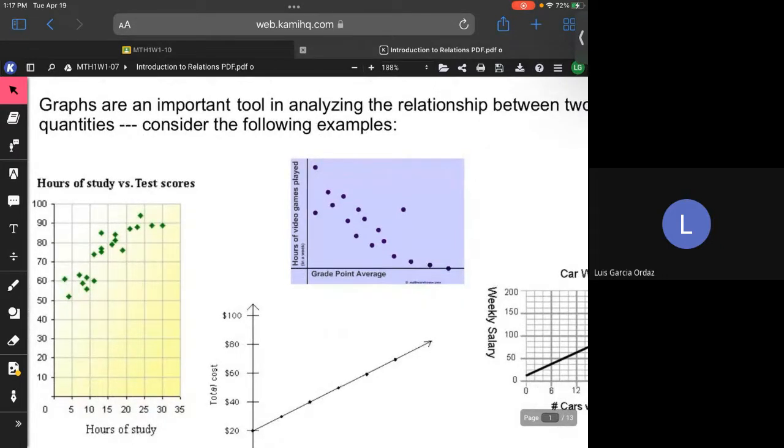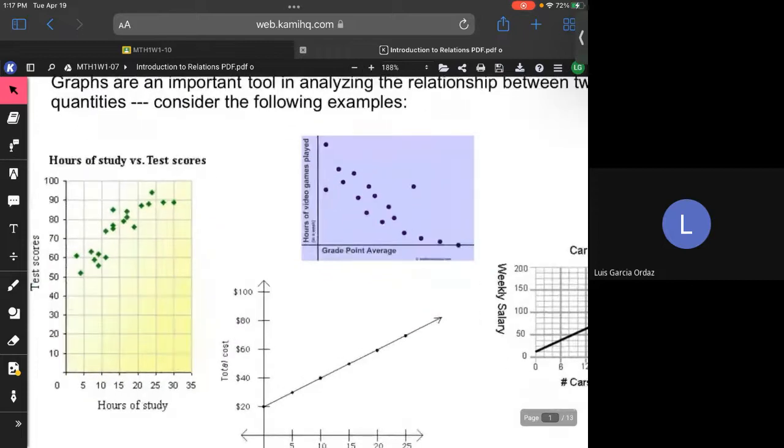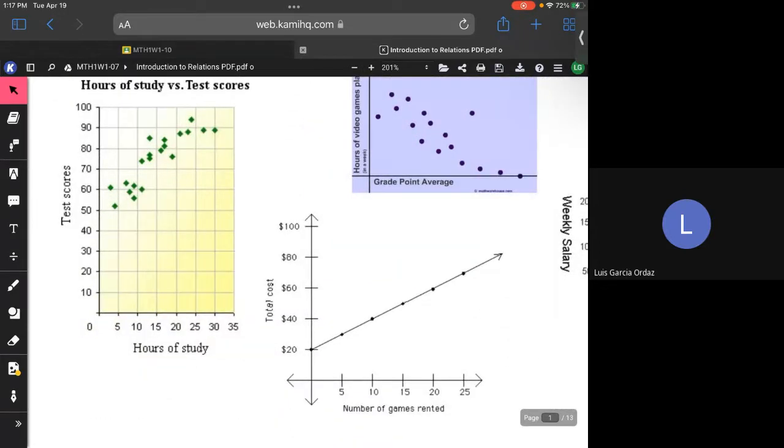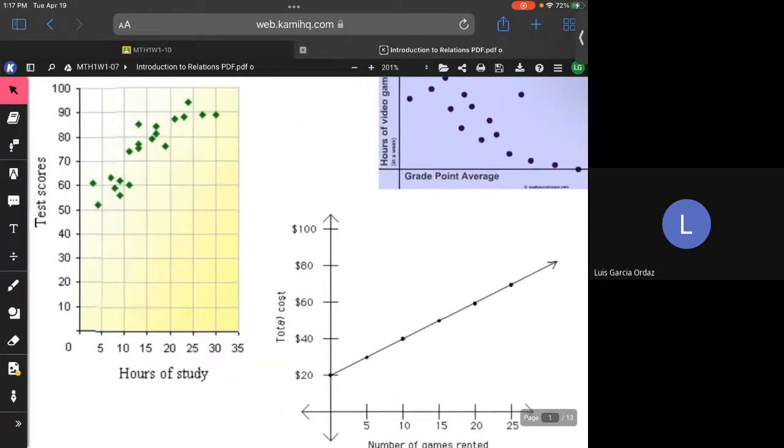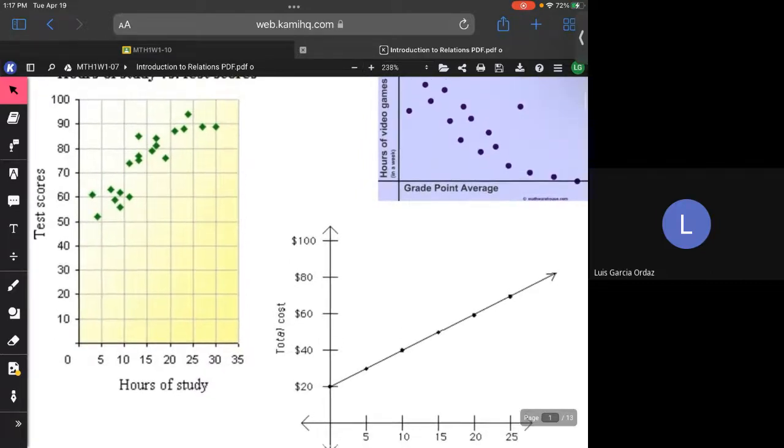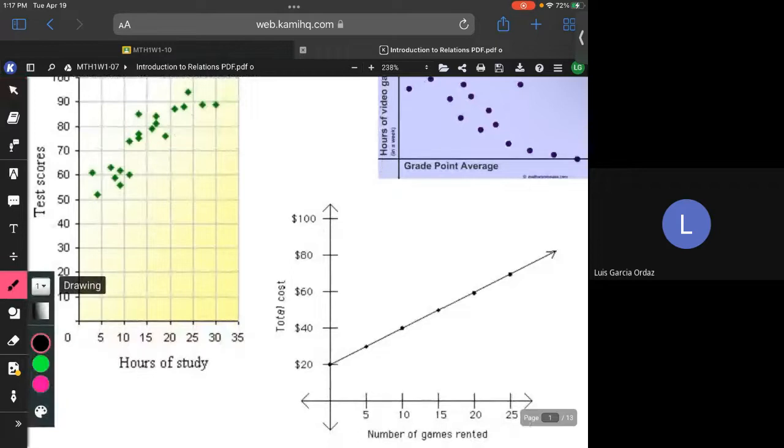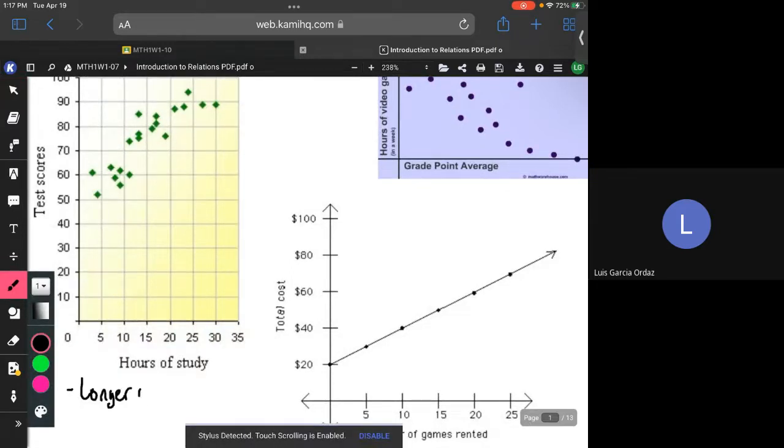So we're going to consider the example. The first one we have is the test scores versus the hours of study time. What general conclusion can we gather from this graph over here on the left between the number of hours studied versus the test scores? What can we conclude from this graph? Maya: The longer you study, the higher the mark. So the longer you study, the higher the mark. Yeah, it's going up.